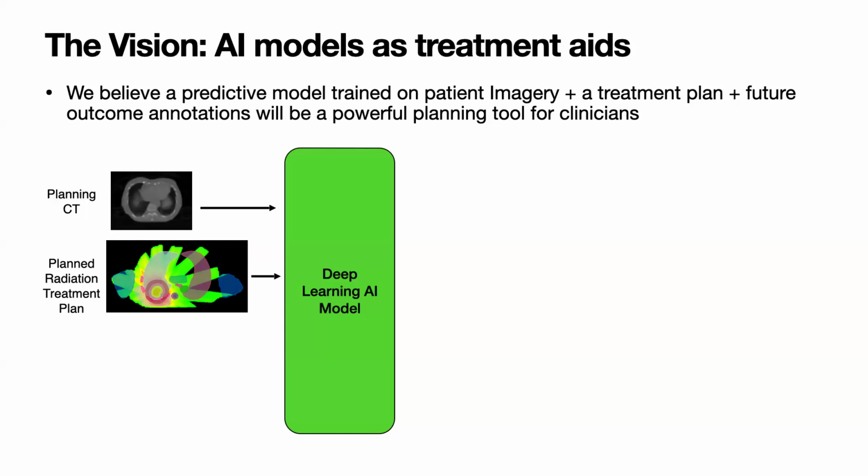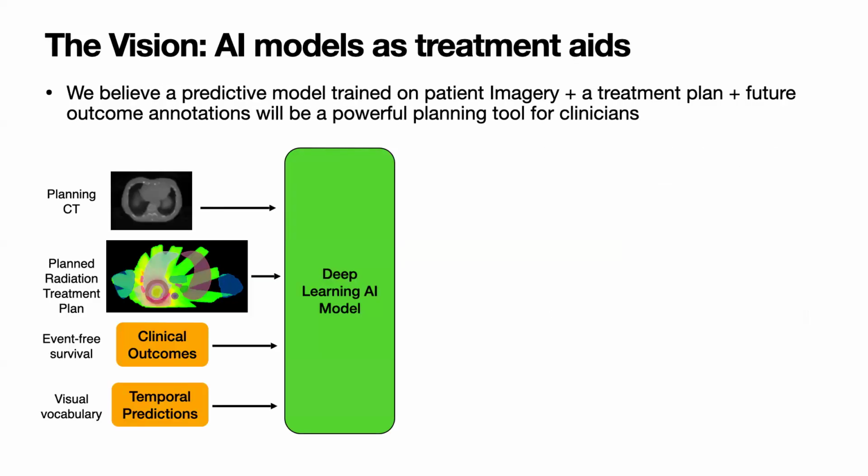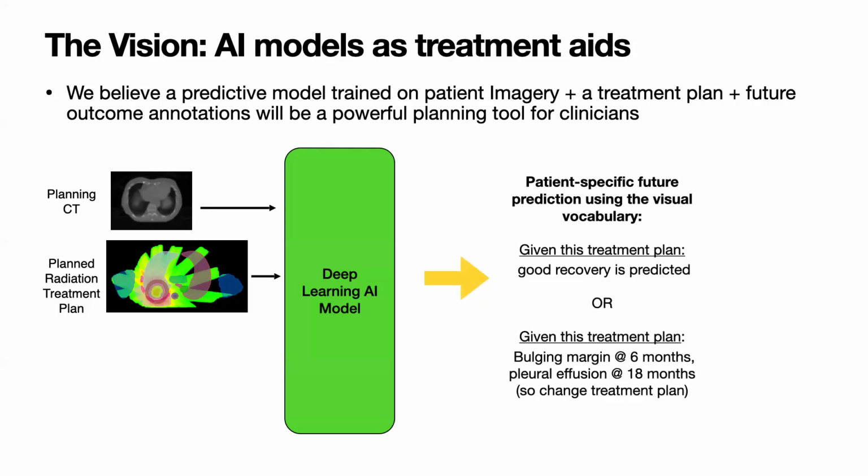And then we can ask the model, given these inputs, what are you going to see? Given a patient-specific feature, because of this particular geospatial relationship of the radiation dosage and the original imagery, we'll get good recovery, or we'll get bulging margin at 6 months, because we use those annotations to train a time sequence model to predict it.